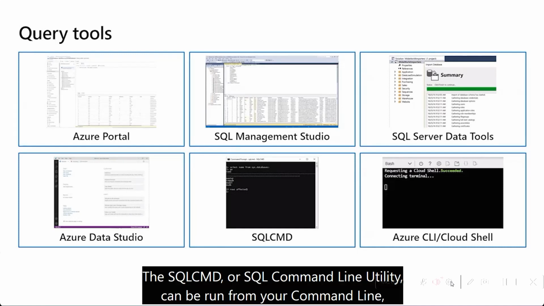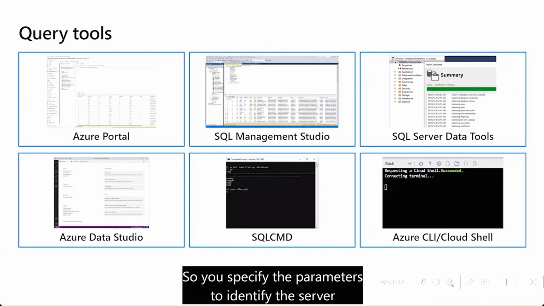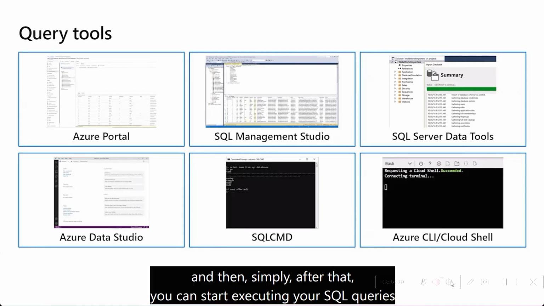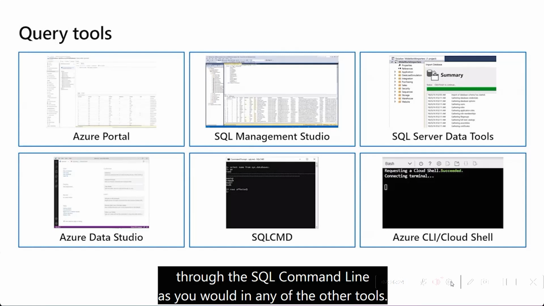Now, the SQL CMD or the SQL command line utility can be run from your command line, and it's also available from the Azure Cloud Shell. So you specify the parameters to identify the server that you want to connect to alongside the credentials, and then simply after that, you can start executing your SQL queries through the SQL command line as you would in any of the other tools.